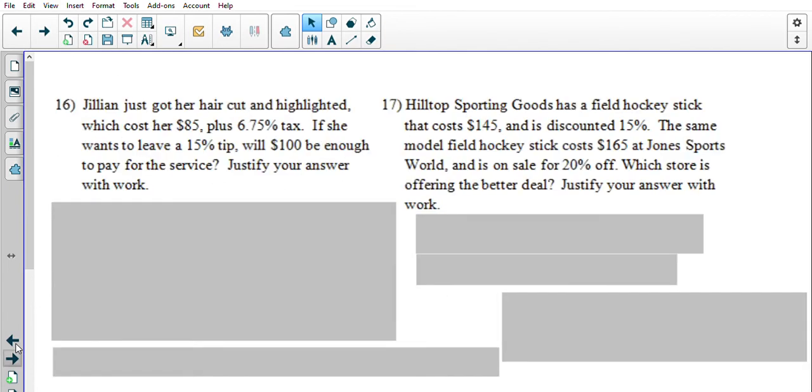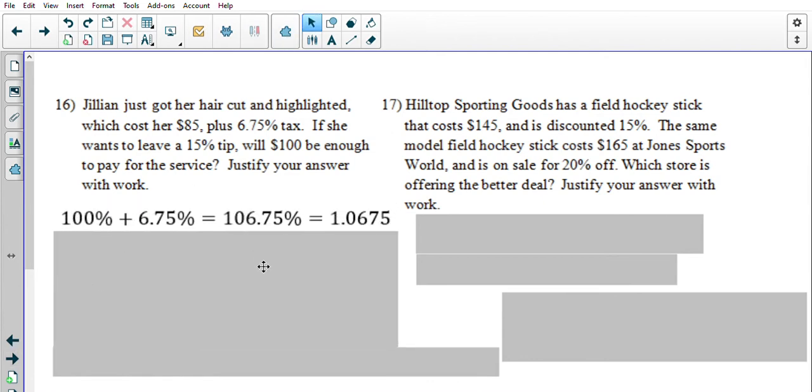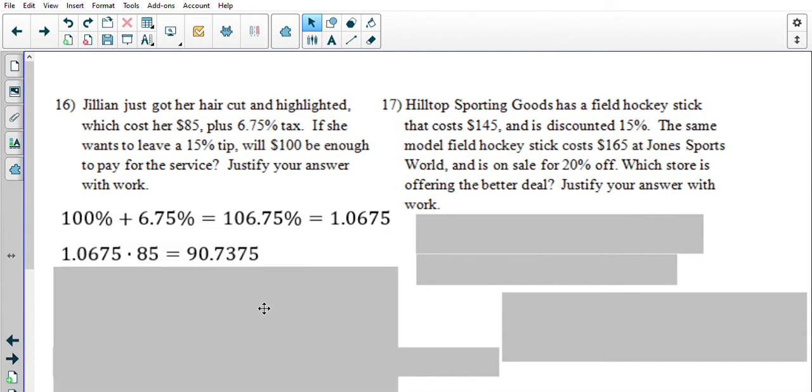All right, let's look at some word problems here. Number 16, Jillian just got her hair cut and highlighted, which cost her $85 plus 6.75% tax. If she wants to leave a 15% tip, will $100 be enough to pay for the service? Justify your answer with work. So I calculated the sales tax first. So 100% plus 6.75% is 106.75%, which is 1.0675.